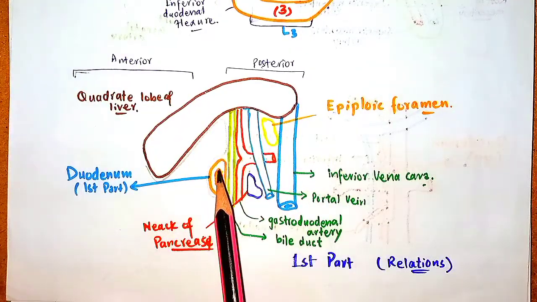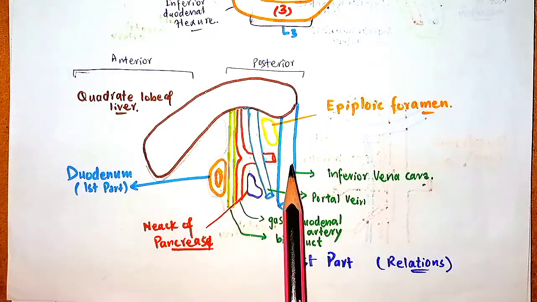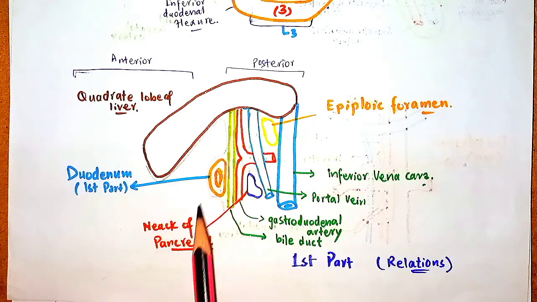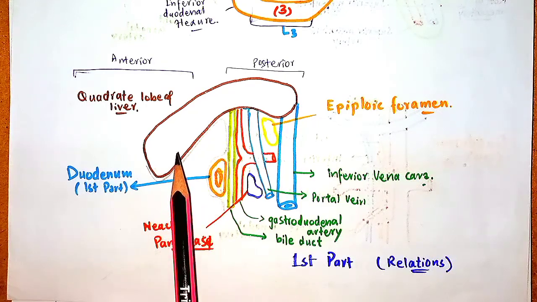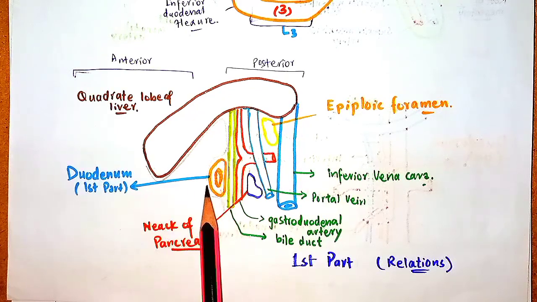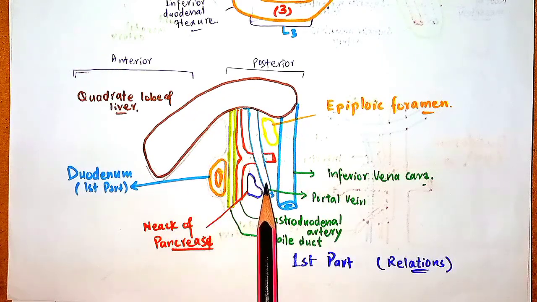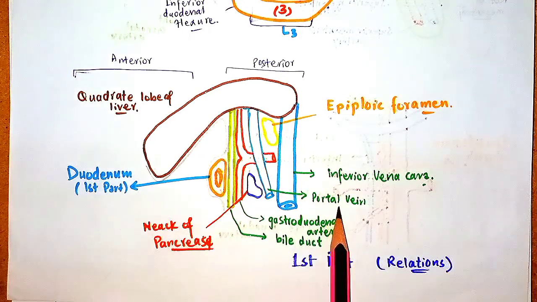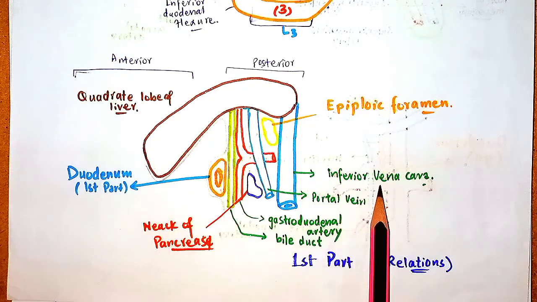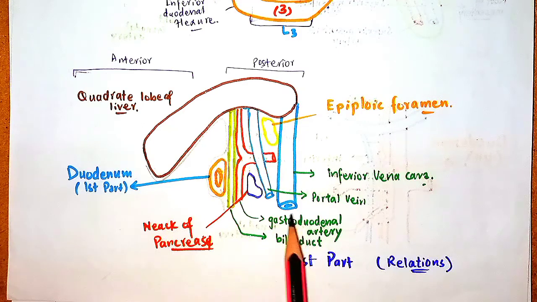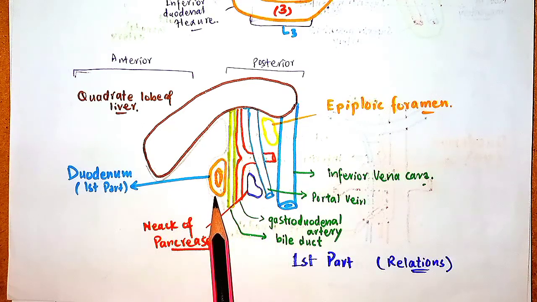You can see the relations of the first part are as follows. Anteriorly it has the lesser omentum attached to its upper border and the greater omentum attached to its lower border. The caudate lobe of the liver and the gallbladder are also present on the anterior aspect of the first part of the duodenum. On the posterior side, the gastroduodenal artery, bile duct, portal vein and the inferior vena cava. These are the structures that make the posterior relations of the first part of the duodenum.